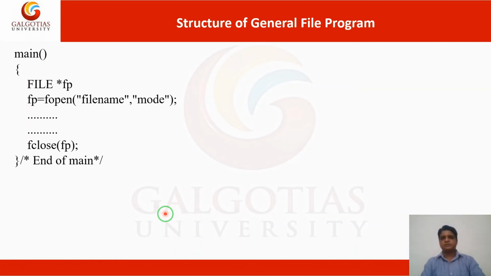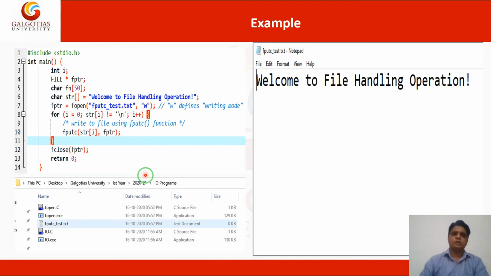This is the general structure: FILE *fp = fopen(filename, mode), and after that you use fclose(fp). In this program we will discuss the fopen and fclose operations, and we are going to write data using the fputc function, which we will discuss later. We have an int i, a file pointer fptr, and a character array which contains only 50 characters: str, "welcome to file handling operations".